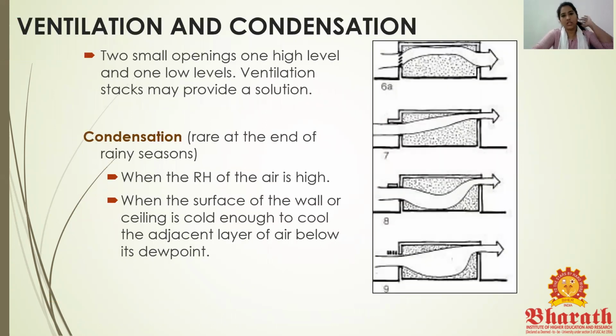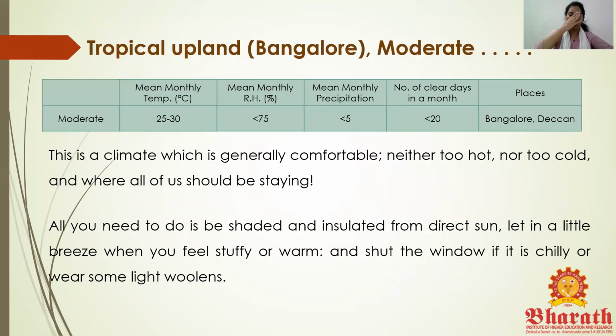Now looking at your ventilation and condensation, two small openings. If you look at how the wind could be diverted, the airflow is totally dependent upon the overhangs or your shading devices or the way your openings, your fenestration, are oriented. So two small openings, one at high level and the other at low level, the ventilation stacks may provide a solution. It's rare, at the end of a rainy season where the RH of the air is high, when the surface of the wall or the ceiling is cold enough to cool the adjacent layer of air below its dew point. That's what condensation means in the aspect of your building.